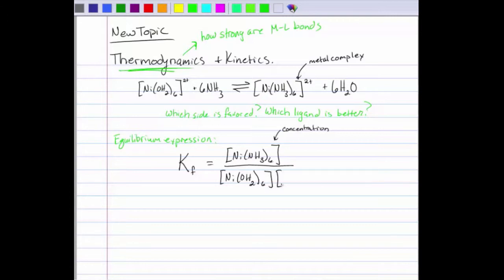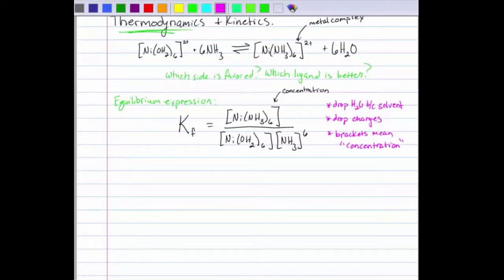I am dropping water out of the expression because it is the solvent. So you drop water because it's the solvent. You drop the charges, and the brackets mean concentration. So you essentially drop those metal complexation brackets that we have been using.